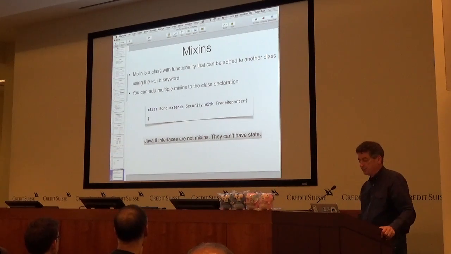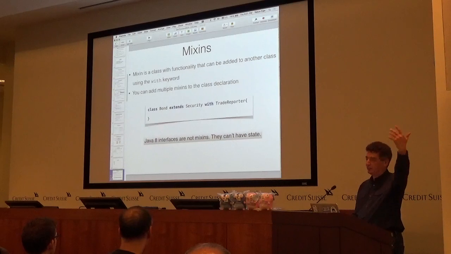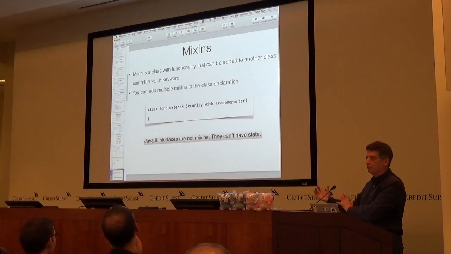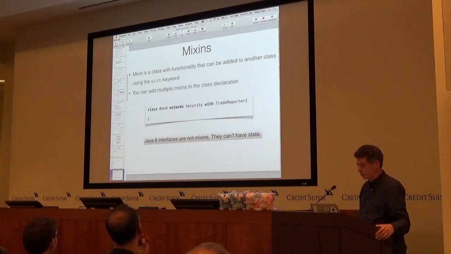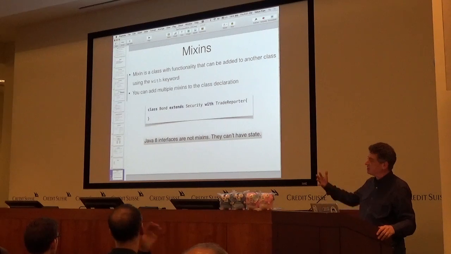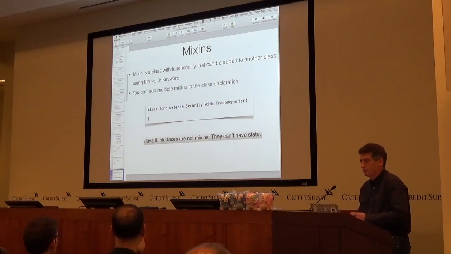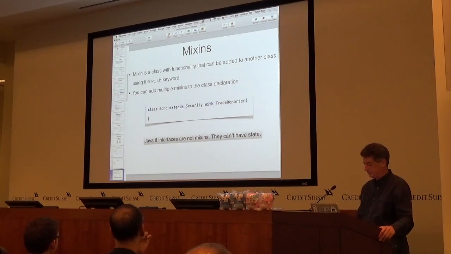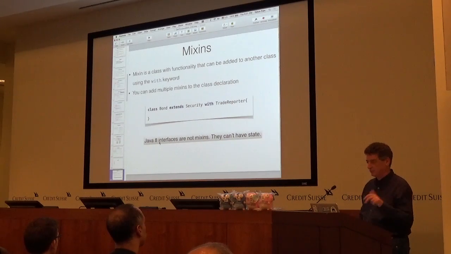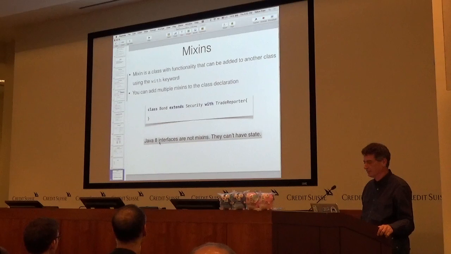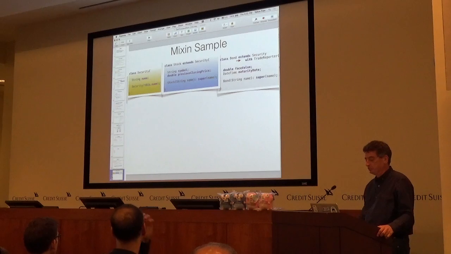Mixins. With a mixin, you have a class A that extends class B, and all of a sudden you want some additional functionality that is not inherited. Multiple inheritance is not officially supported, but you can mix in a bunch of methods from a third or fourth or fifth class. In Java 8, interfaces can now also include static methods, right? Default methods, but they are not mixins, because in interfaces you cannot have state, right? In Dart you can.